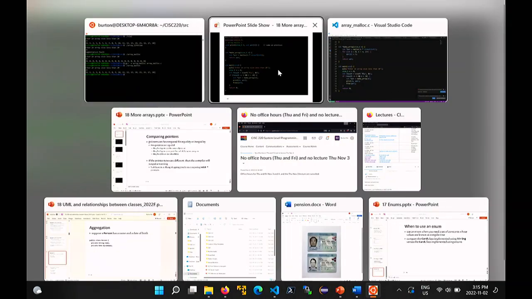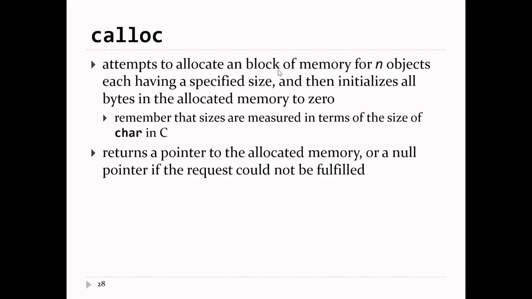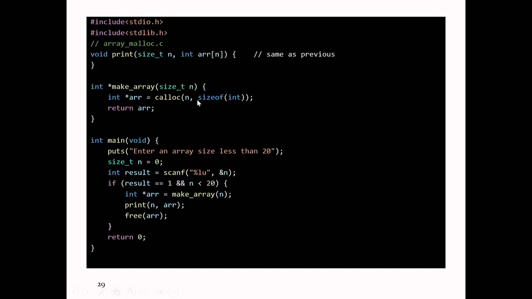Oh, sorry. Okay, here we go. All right, now if you really want zero-initialized memory, that's what calloc is for. So calloc attempts to allocate a block of memory for n objects, each having the specified size. Its interface is different. I'll show you that in a second. And then it initializes all bytes of the allocated memory to 0. So in this case, for integer values, if you have an integer array, you really do get back all zeros if you use calloc. So there's the example using calloc.